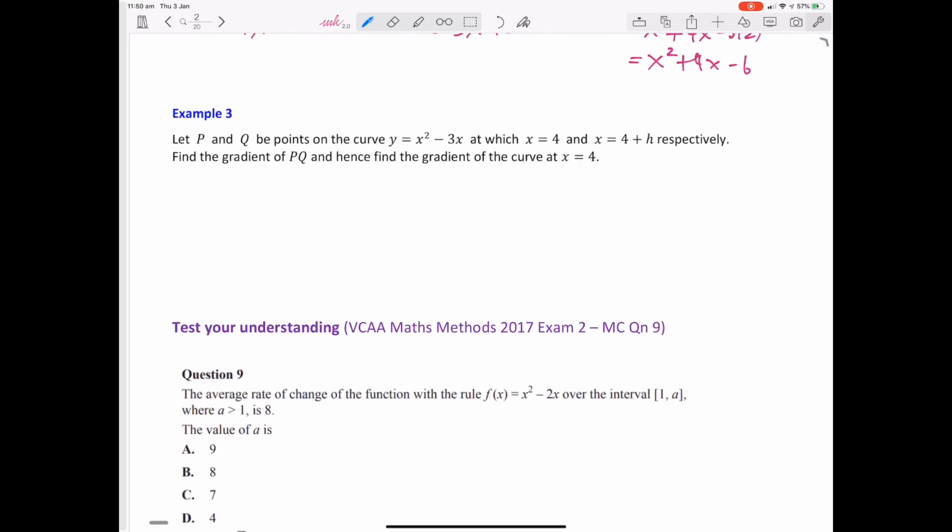Okay, let P and Q be the points on the curve x squared minus 3x, at which x equals 4 and 4 plus h. Find the gradient of PQ, and hence find the gradient at x equals 4.